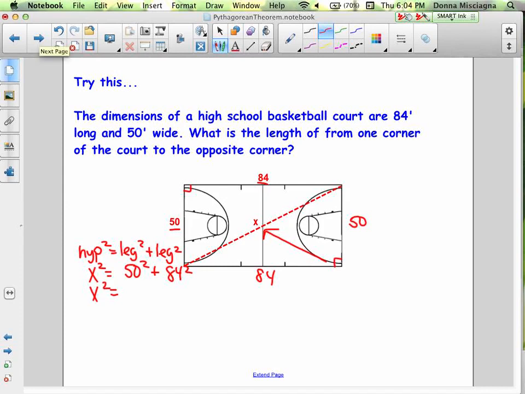5 squared is 25, so 50 squared is 2,500. 84 squared is not a very common one, so that would be 7,056. We'll add those two together. That gives us 9,556. And then we'll take a square root of both sides and simplify the radical. Because I don't have too much space down there, I'll just work up here.